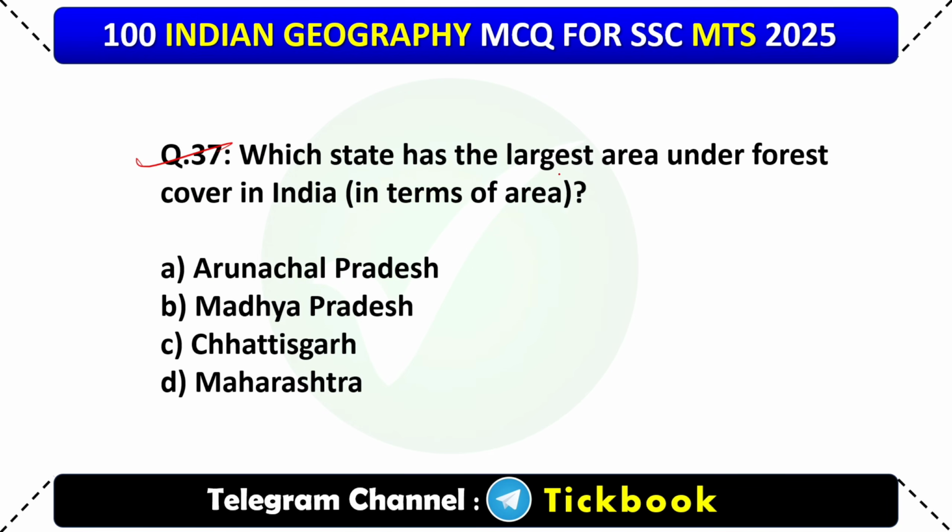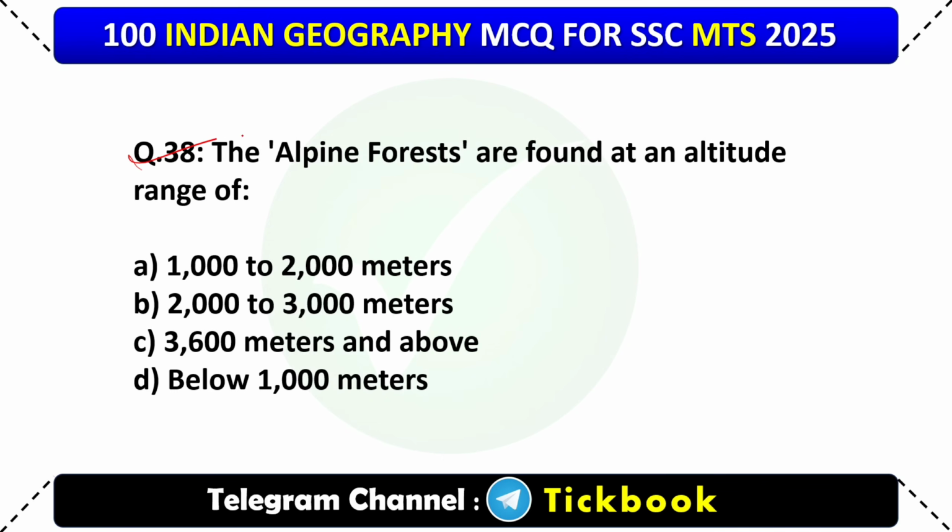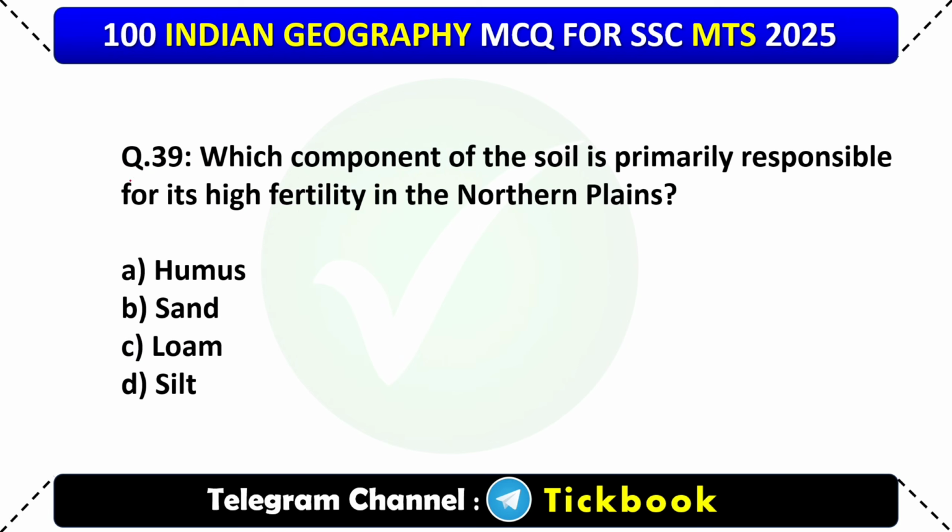37. Which state has the largest area under forest cover in India in terms of area? Option number B, Madhya Pradesh. 38. The alpine forests are found at an altitude range of. Option number C, 3,600 meters and above. 39.